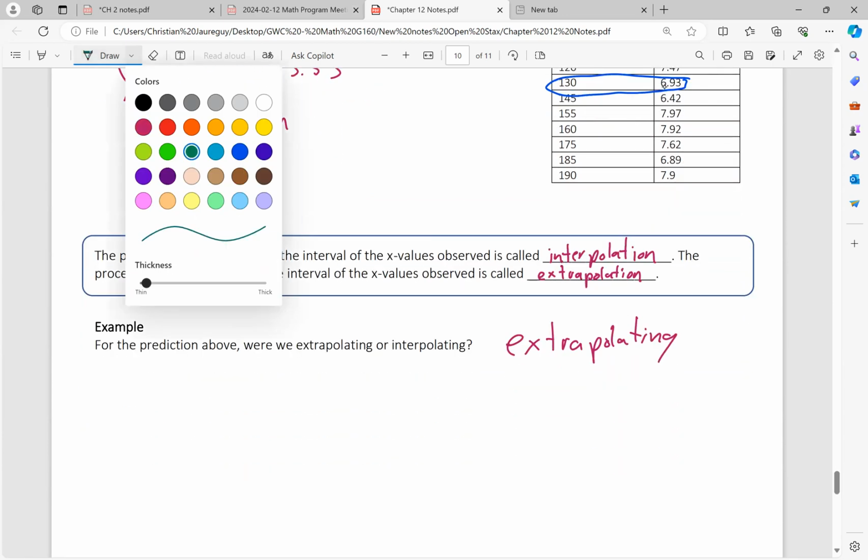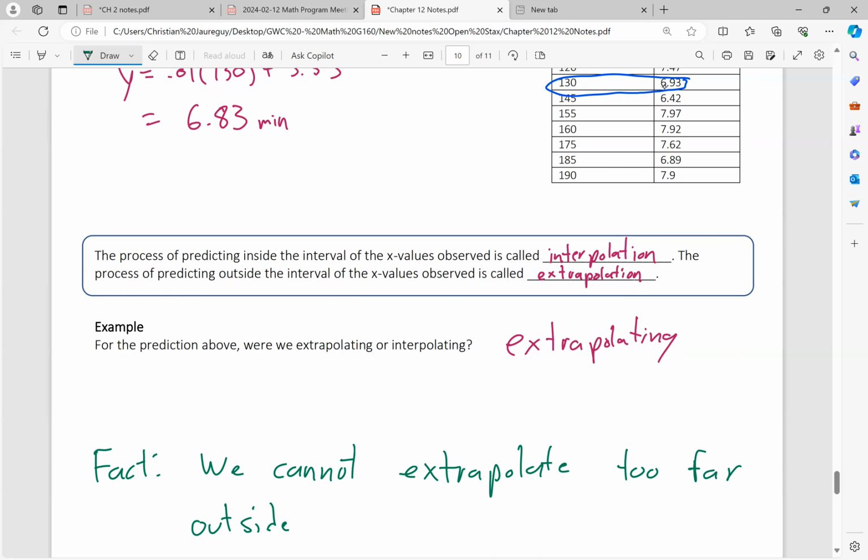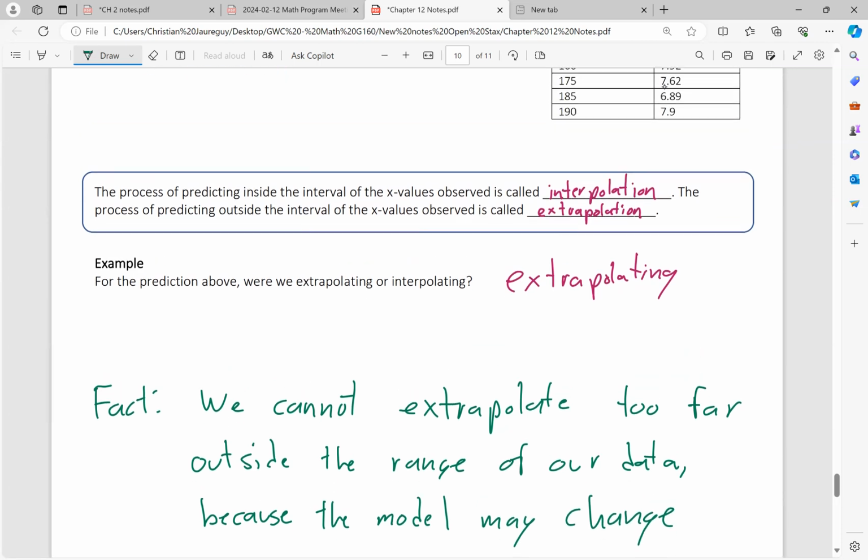So here's a fact we want to write. We cannot extrapolate too far outside the range of our data because the model may change.